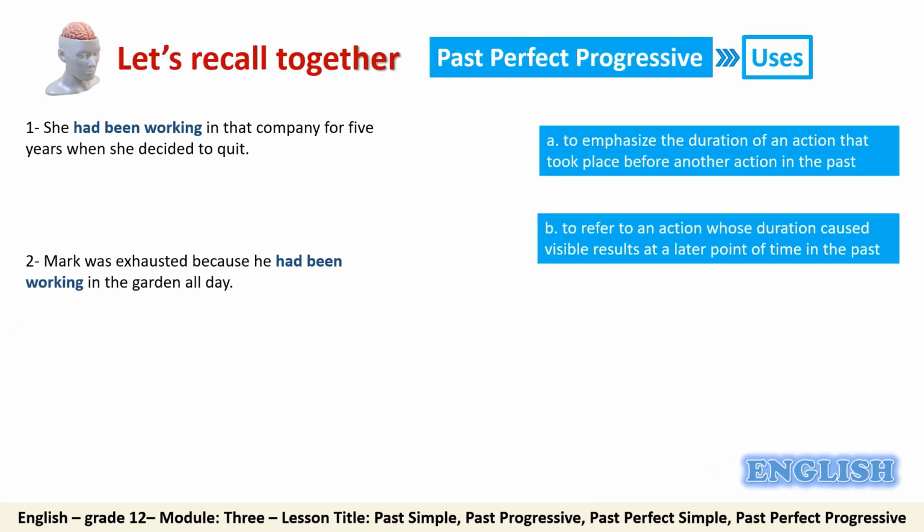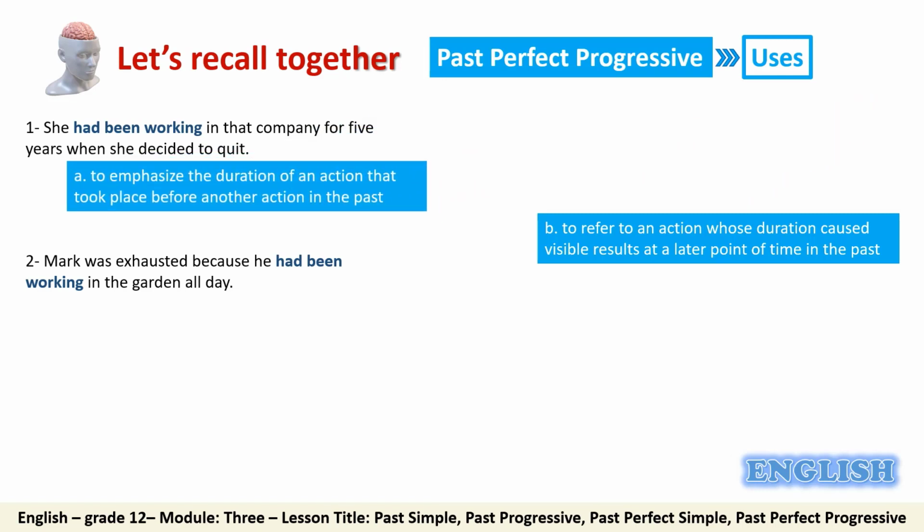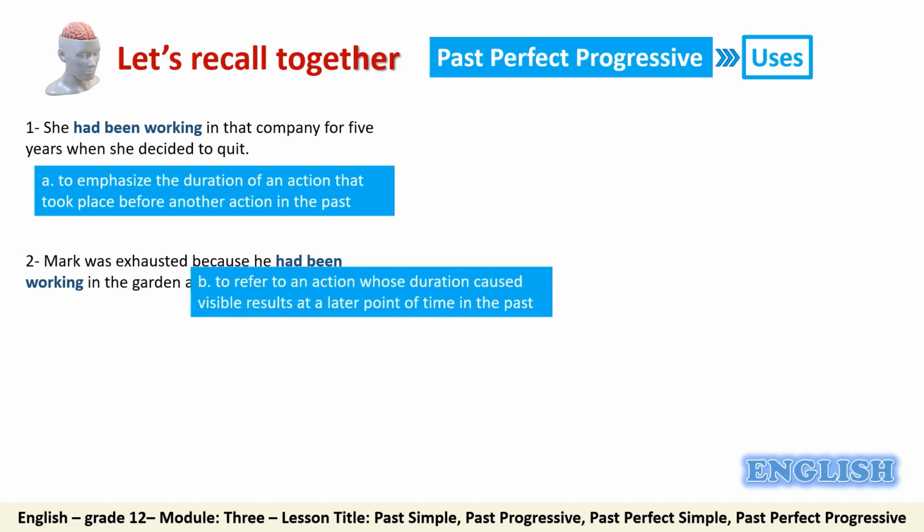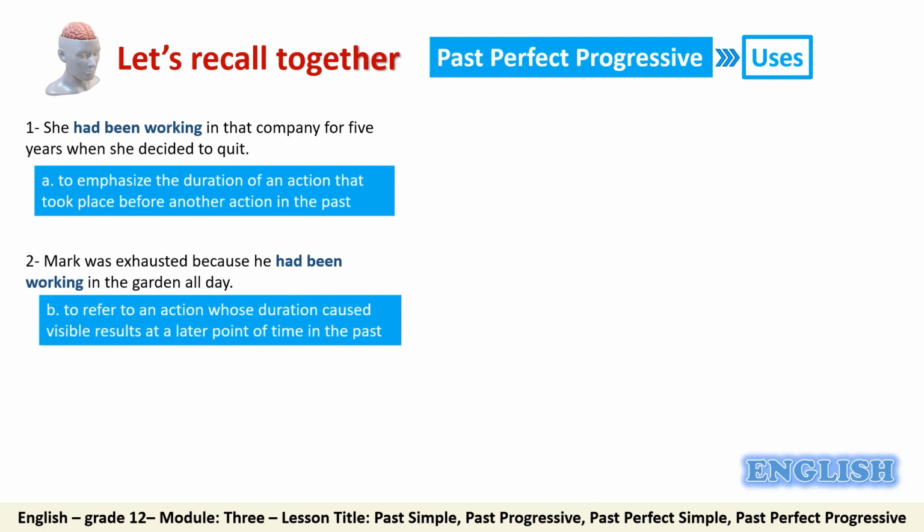Now, please pause this video here and match the sentences with the uses. Excellent. Now let's correct. For sentence number 1, why do you think the past perfect progressive is used? Exactly. It is used to emphasize the duration of an action that took place before another action in the past. And of course, for the second sentence, the past perfect continuous is used to refer to an action whose duration caused visible results at a later point of time in the past.